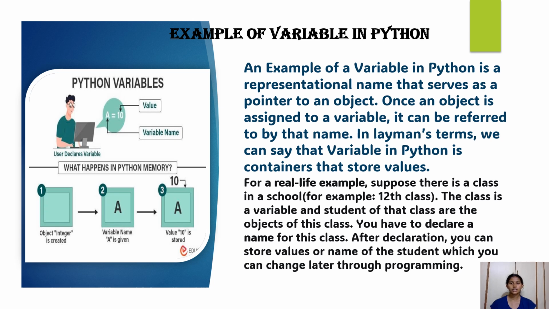So now let's take a real life example. Suppose there is a class in a school, for example 12th class. The class is a variable and the students of that class are the objects of this class. You have to declare a name for this class. After declaration, you have to store values or names of the students, which can change later through programming.